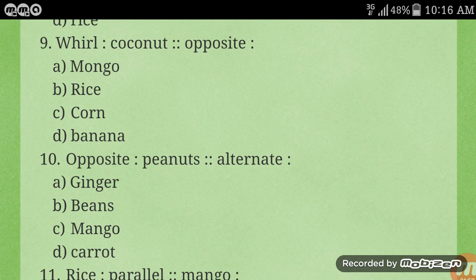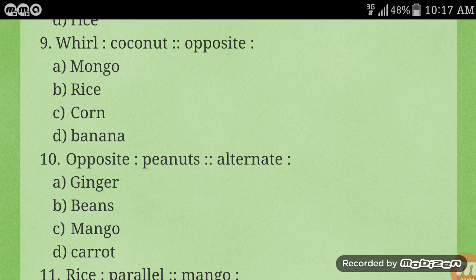Next one, example of leaf. These are all types of leaf arrangement. We have whorl, opposite, and alternate. Okay, so here example of whorl is coconut. That means paikot. And opposite, that means magkaharap. Mango, rice, corn, or banana. Banana is a whorl. Okay, banana is a whorl.